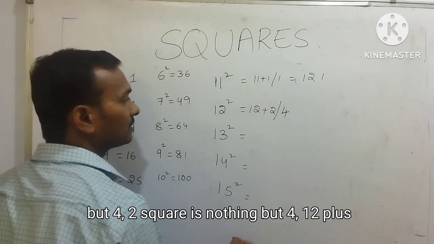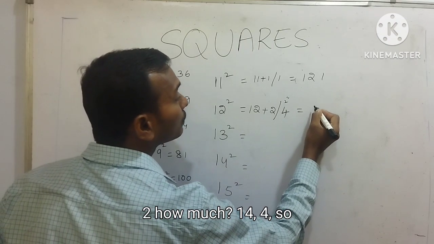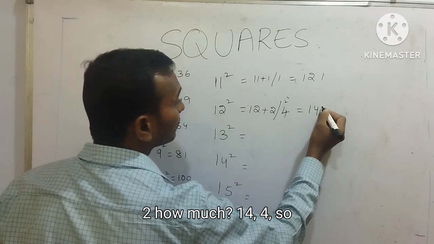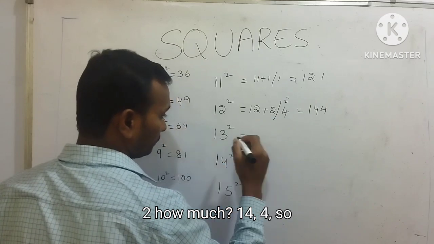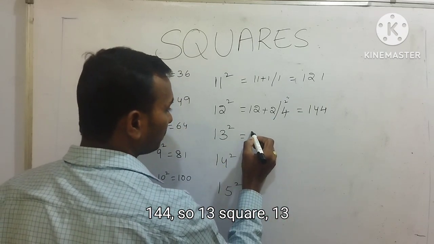12 plus 2 and 2 square. 2 square is nothing but 4. 12 plus 2, how much? 14. 4. So 144.